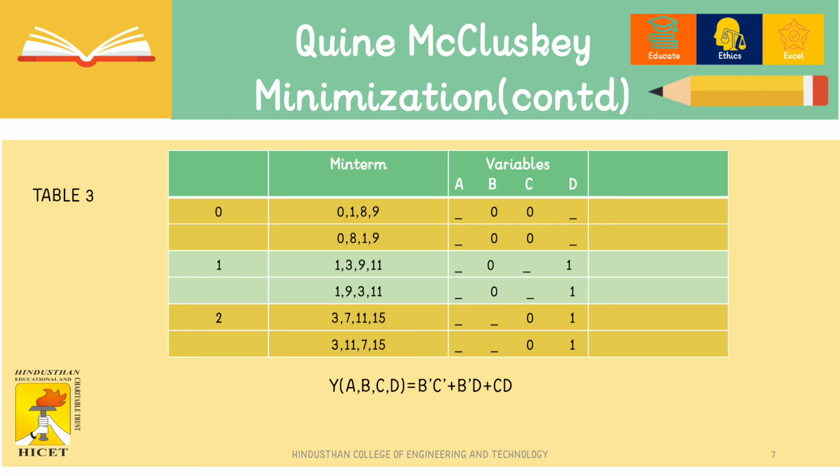So now our expression becomes y of a comma b comma c comma d equal to, the first term is b dash c dash, the second term is b dash d, and the third term is c d. Now this is the expression we get out of table 3. This is not the reduced expression, and now we have to go for the next step called the prime implicant table, from which we reduce the given function which we have obtained in table 3.